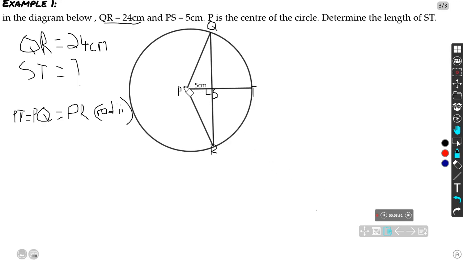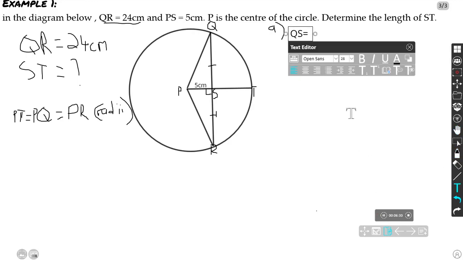Can you see that the line from the center, which is PT, what does it do to the chord? It bisects. Can you see that now? PT bisects chord QR. And if it bisects, it cuts it in half, right? Which means now, if QR was 24 centimeters, then QS will be equals to 12, and SR will be equals to 12, right? Then now this is where I'm going to answer it. So I'm gonna write A, right?